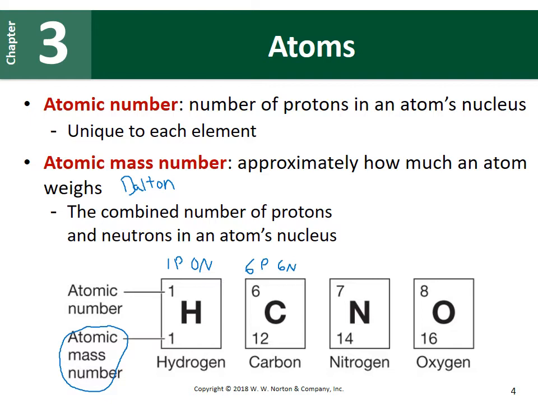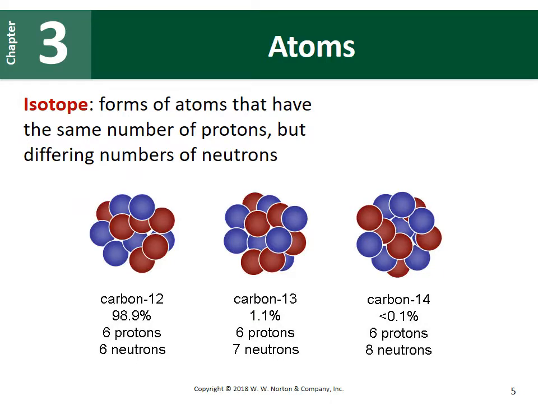This mass number can change. So on periodic tables, carbon has a mass of 12.001. So we can have alternative forms of carbon atoms, and these are called isotopes.